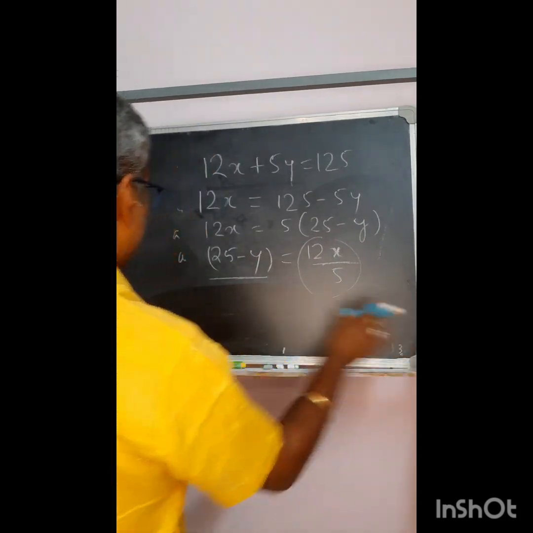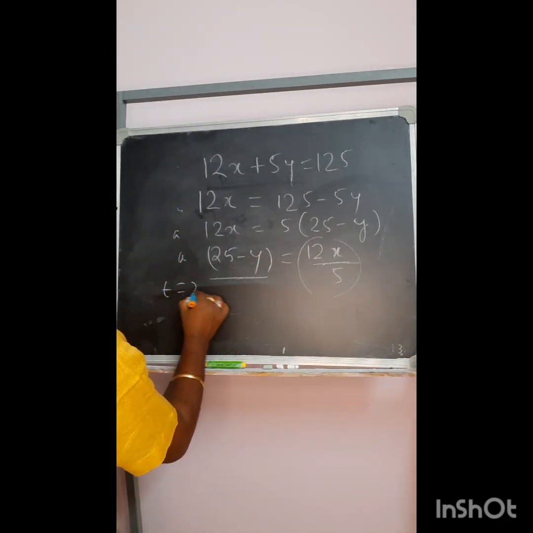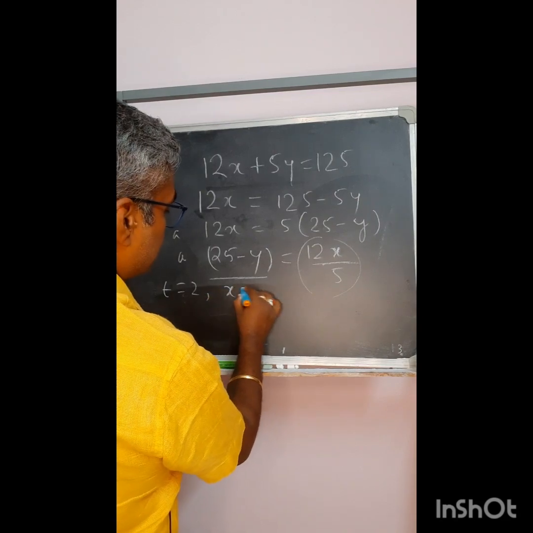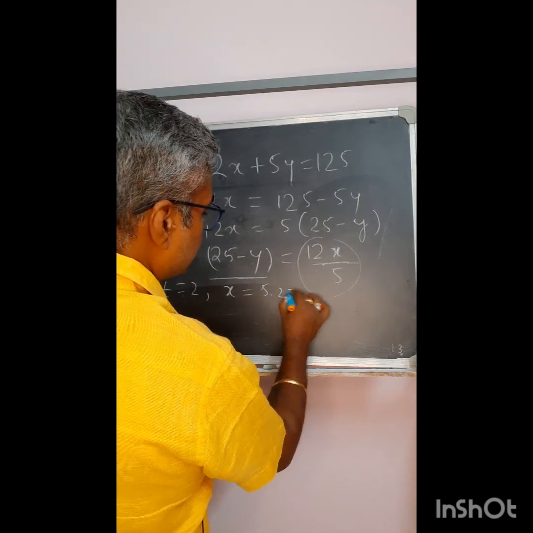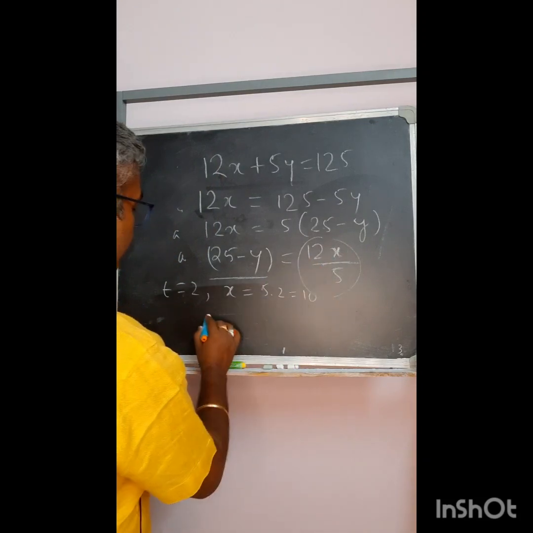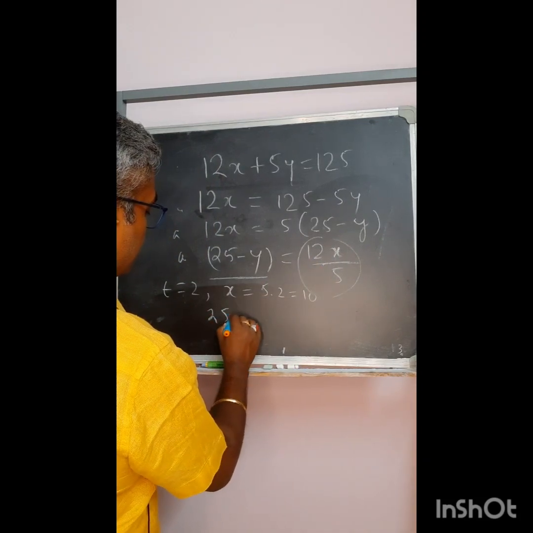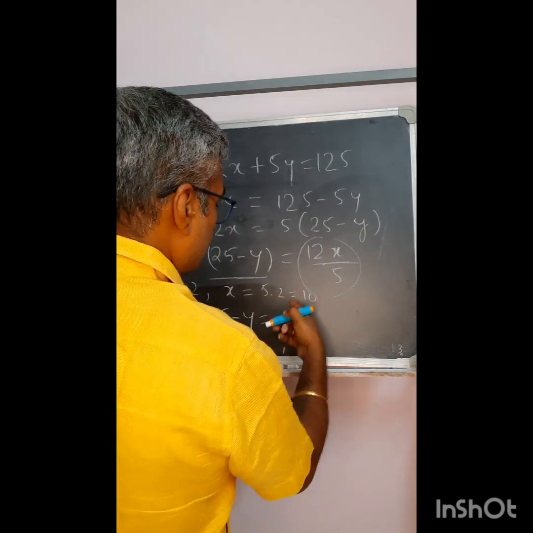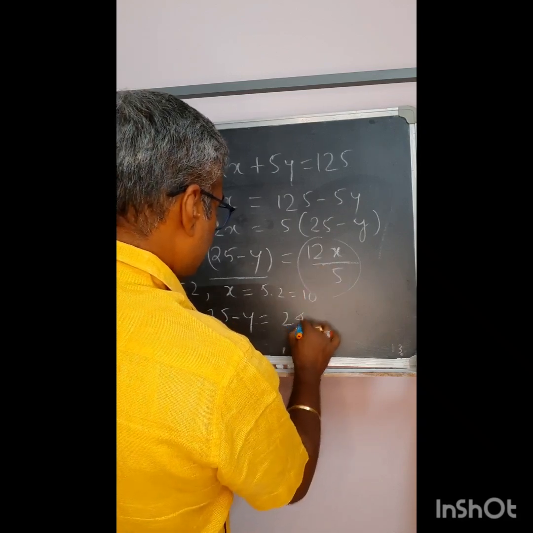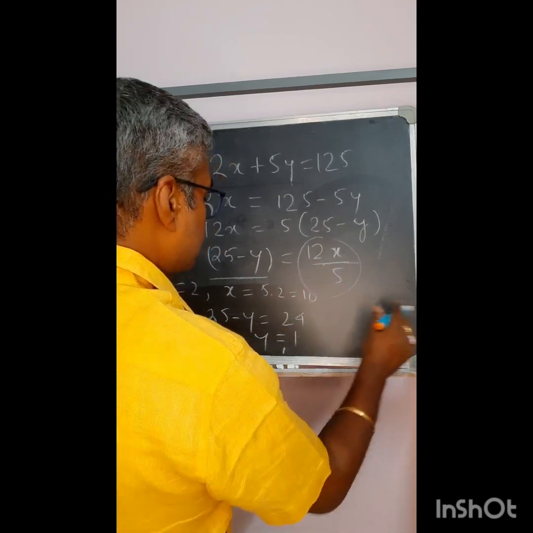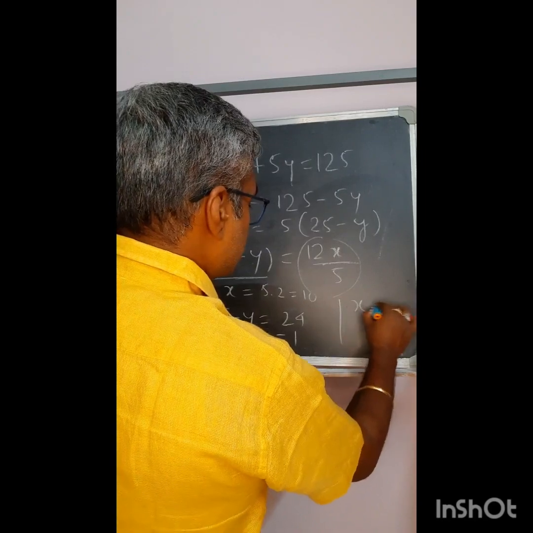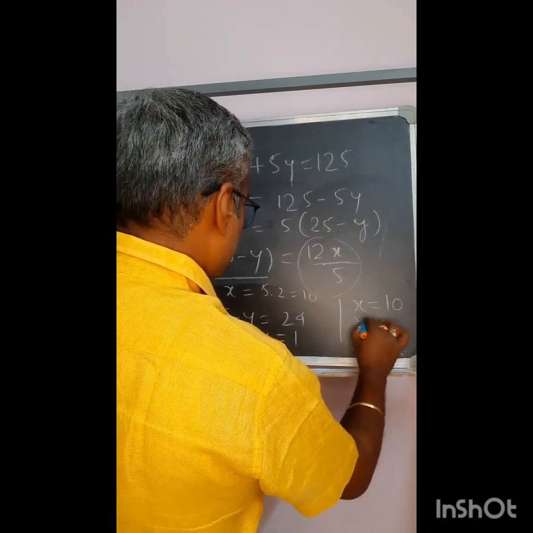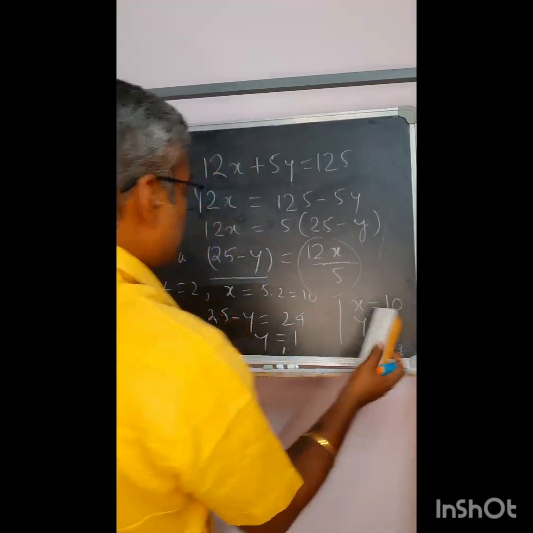Let us see, if t is equal to 2, then x is 5 into 2, that is equal to 10. If I put this value there, 12 into 10 means 120, so y is 1. So, for the second set of solution, x is equal to 10 and y is equal to 1. So, these are the two sets.